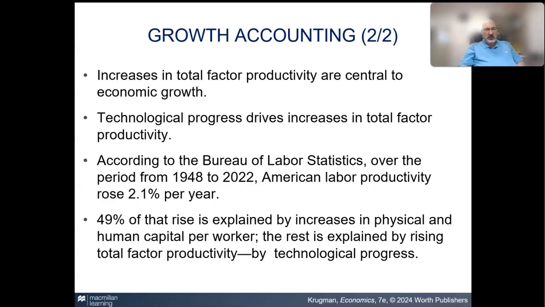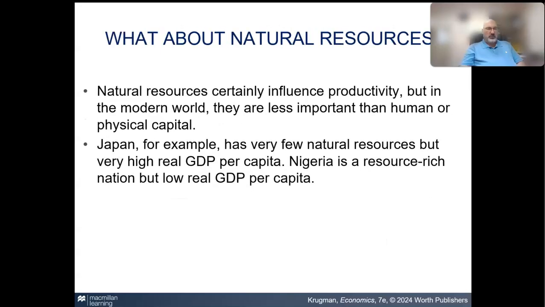So technological progress drives that increase. According to the BLS, over the period from 1948 to 2022, American labor productivity rose about 2.1% a year. About 49% of that rise is explained by increases in physical and human capital per worker. The rest is rising total factor productivity, mostly technological progress. We got a lot of cool toys, ladies and gentlemen.